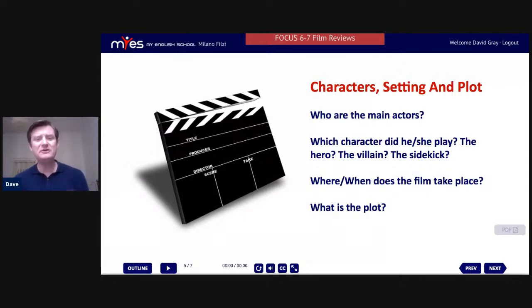Next one, where and when does the film take place? So in It's a Wonderful Life, the film takes place in small town America. Again, tell me where the film takes place. It's like the set or the setting of the film. And finally, the last question, what is the plot? Very briefly, the synopsis, the plot, a couple of sentences explaining the film.